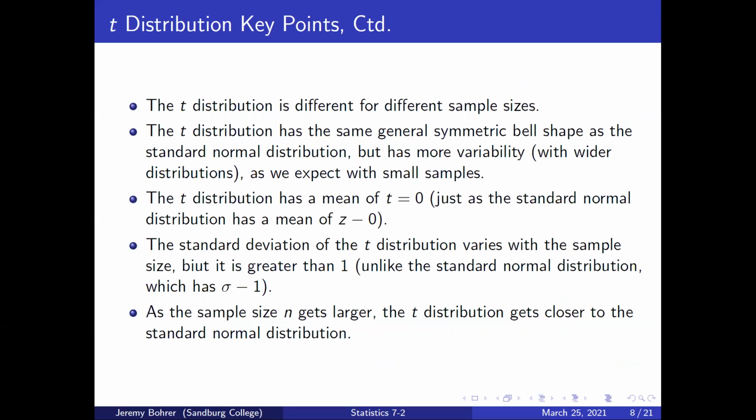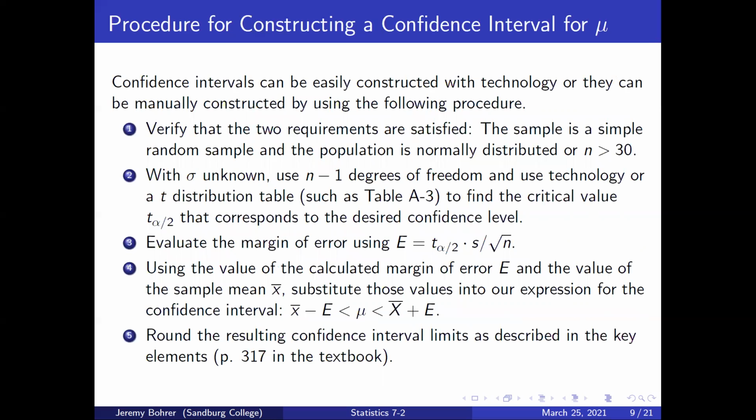The standard deviation of the t-distribution varies with the sample size, but is greater than 1, unlike the standard normal distribution, which has sigma equals 1. As the sample size n gets larger, the t-distribution gets closer to the standard normal distribution.